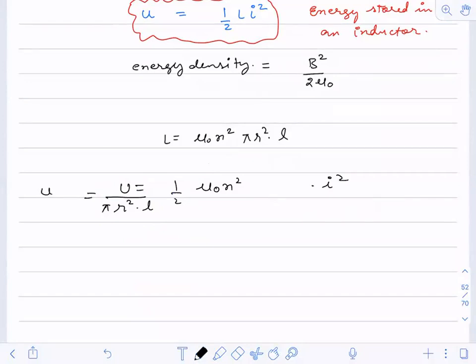Now, what is the formula for magnetic field? Magnetic field is mu naught N I. Mu naught N I is the formula. So just substitute it over there. So half mu naught N into I into N I. This is what you will get.